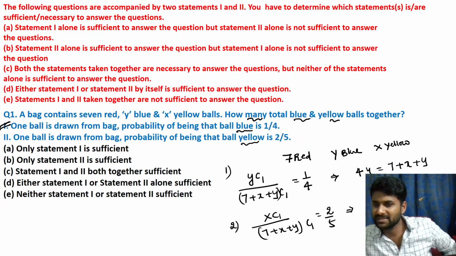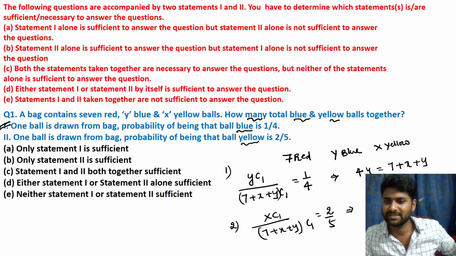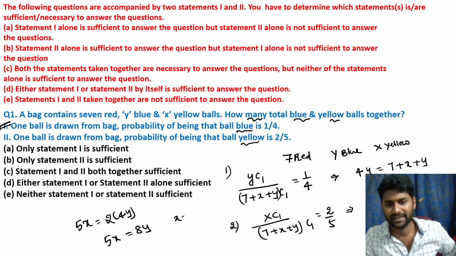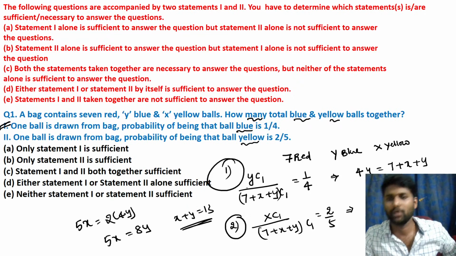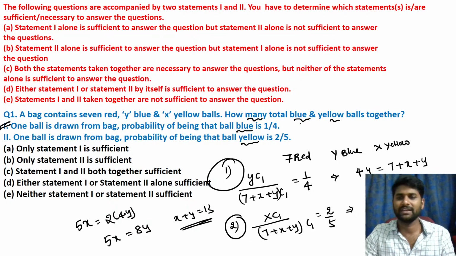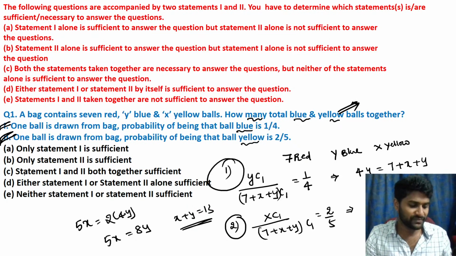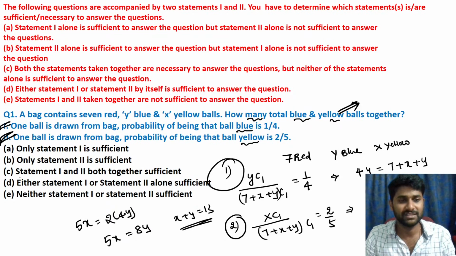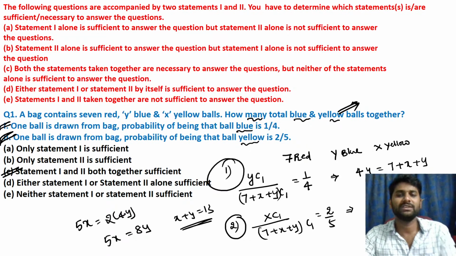Now replace the value here. 5x is exactly equal to 2 times 4y. So we can understand that 5x equals 8y, and here the x plus y value is equal to 13. If I take statements 1 and 2 together, we can solve the question, that is, find the total number of blue and yellow balls. That's why statement 1 alone is not sufficient and statement 2 alone is not sufficient. By taking 1 and 2 together we can get the answer. So the answer is that statements 1 and 2 both are sufficient for our question.